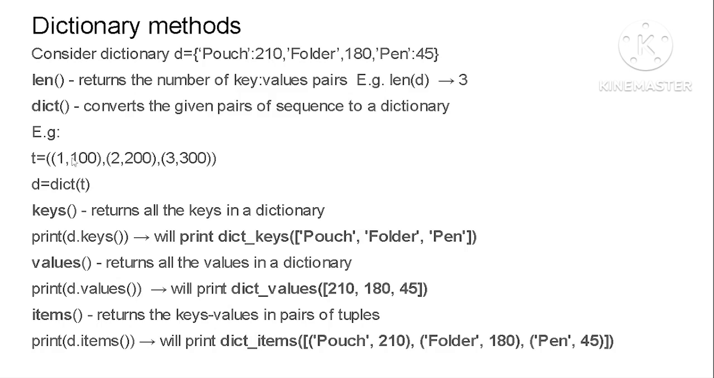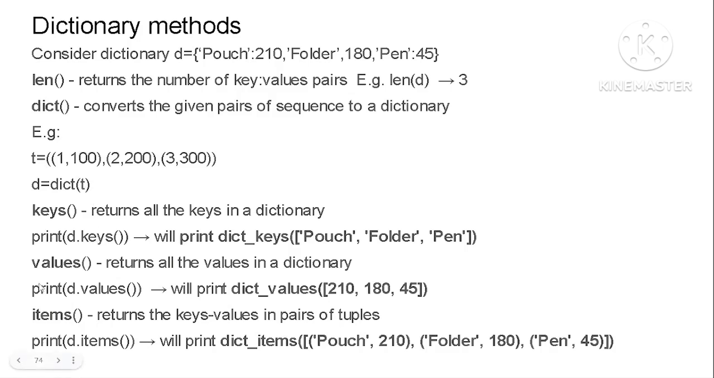When you have two elements in a tuple, a set of tuples like this will be converted, this to key and this to value. This may not necessarily be a tuple, it may also be a list inside, but there should be pairs of elements so that in that pair the first value will become the key and the second value will become the value. When you try to convert this sequence into a dictionary, you have to use the dict method.